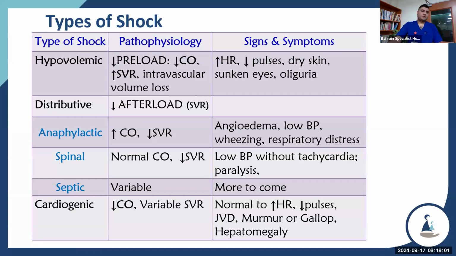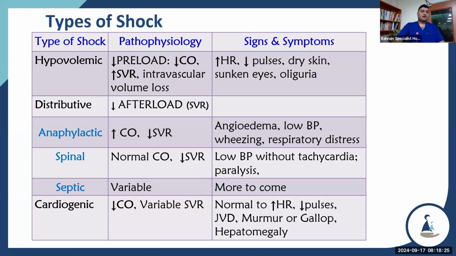This is just a brief overview of types of shock, pathophysiology, and signs and symptoms. In hypovolemia, you will have decreased preload, decreased cardiac output, and increased systemic venous resistance, with decreased intravascular volume. Signs and symptoms: increased heart rate, decreased pulses, dry skin, sunken eyes, oliguria. Distributive shock: you will have decreased afterload.